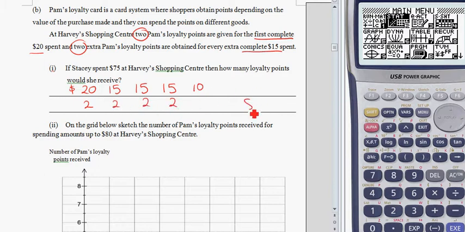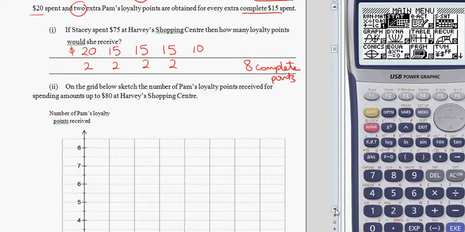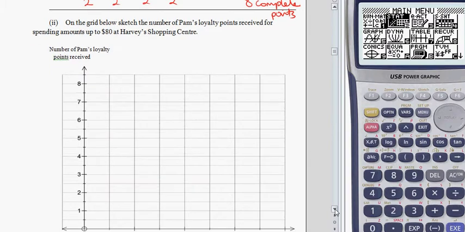So obviously she gets 8 complete points. Not enough for the next one. Right, on the grid below we're going to sketch the graph.